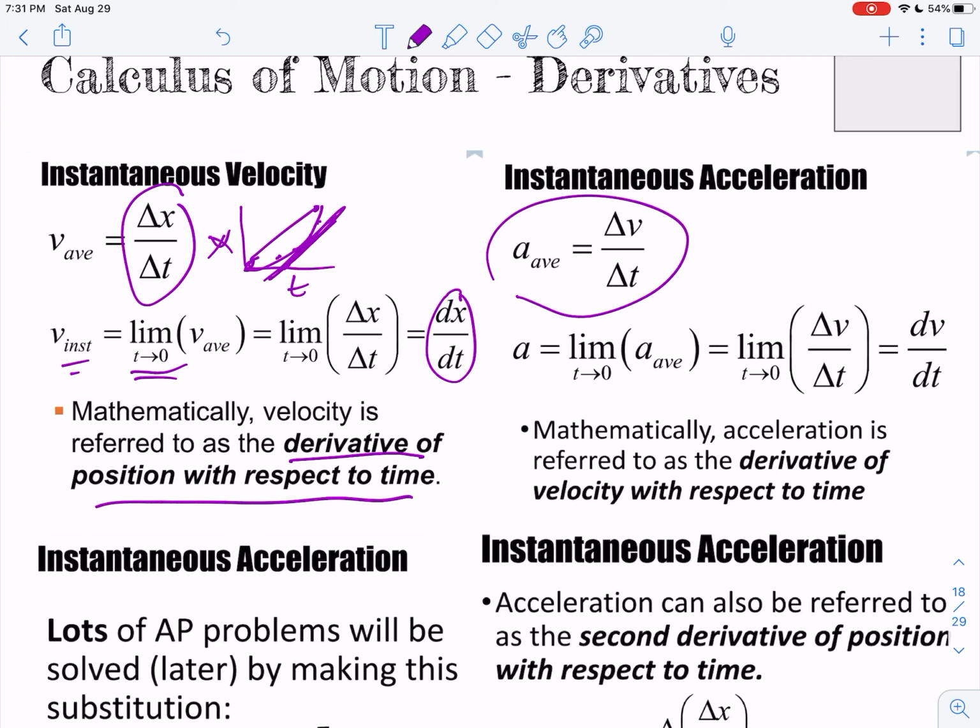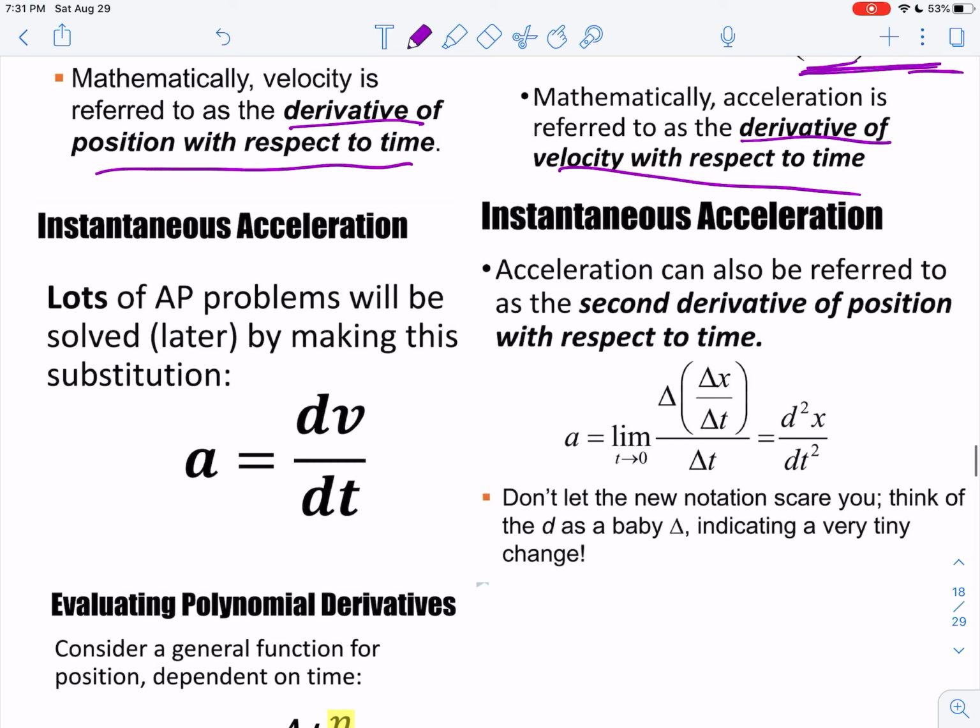Same thing with acceleration. Average acceleration is change in velocity over time. Oftentimes for us, delta v delta t and dv dt are going to be the same, because it's going to be a constant acceleration. But not always. And so acceleration is the derivative of velocity with respect to time. This is going to be important a little bit later. A lot of times there'll be an a in the equation somewhere, and you have to substitute this dv dt and then solve it. And we'll get to that more probably in forces.